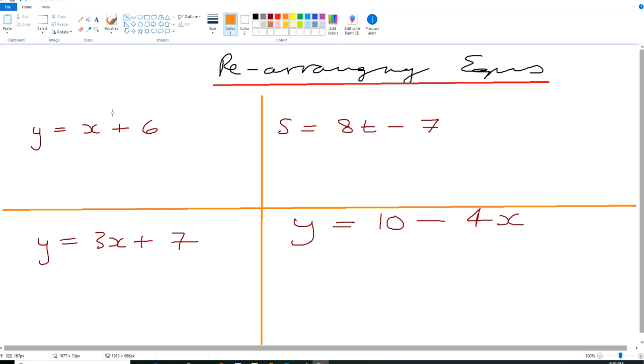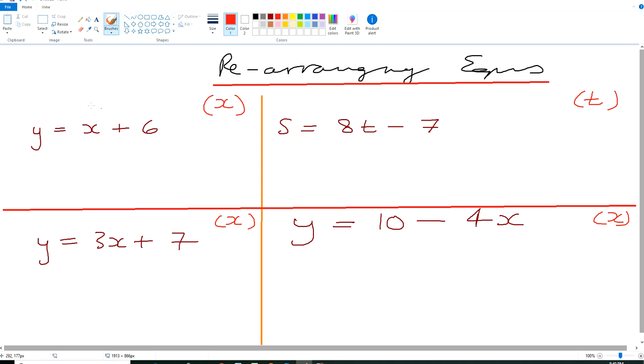Let's have a look at these following four questions. In these four questions, I'll write on the side exactly what we're looking for. In this question, we're trying to make X the subject. Here we're trying to make T the subject, and here we're trying to make X the subject, and here we're trying to make X the subject. So that's the task in this small video today.